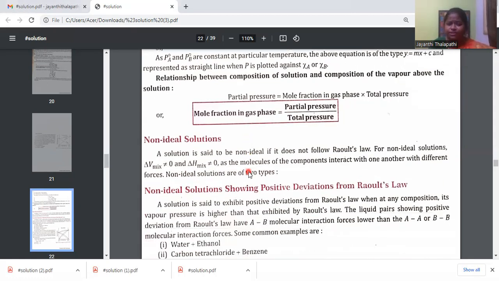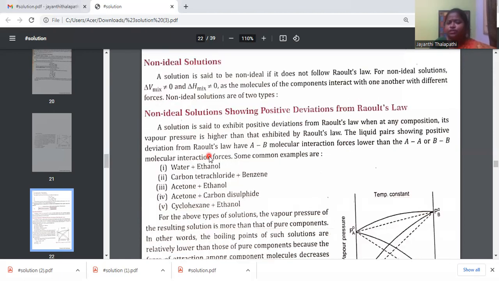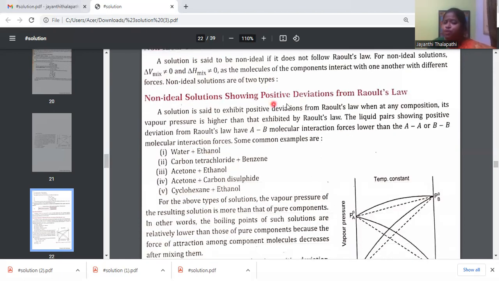Okay, non-ideal solutions. What are non-ideal solutions then? They do not follow Raoult's law. That means delta V mix is not equal to 0 and delta H mix is not equal to 0. Non-ideal solutions show positive deviations or negative deviations.